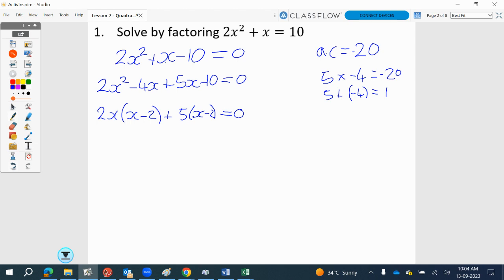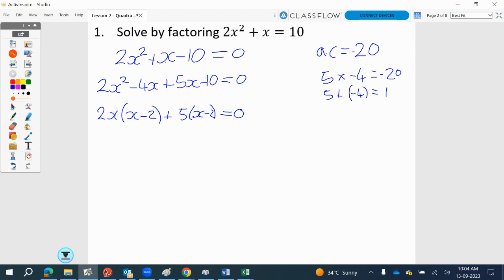Terms are separated by a plus, a minus, or an equals. There's this first term, 2x(x minus 2), that's one term. The second term, 5(x minus 2), is the second term. The third term is 0. It's on the right-hand side.